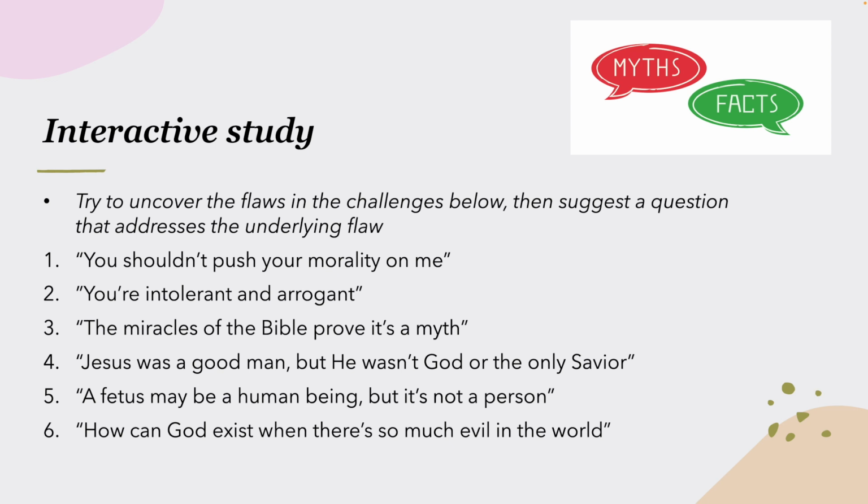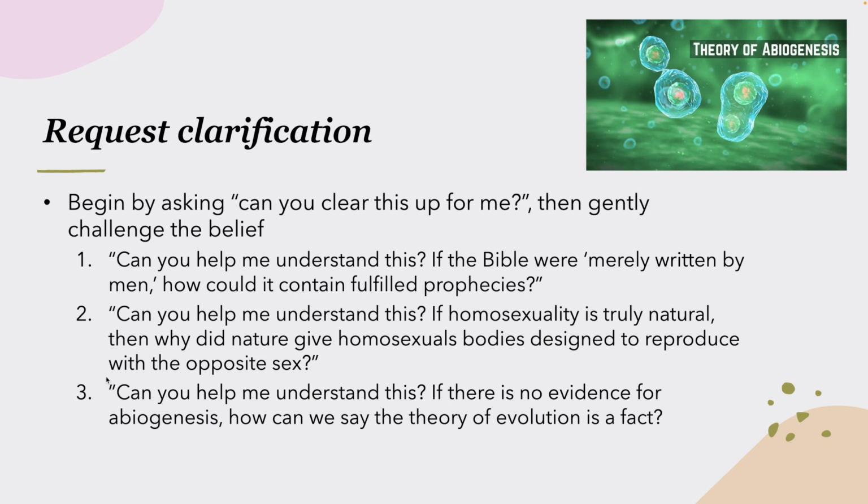Okay, so requesting clarification. We want to begin by asking, can you clear this up for me, right? This is just being a good Columbo tactician. We're all probably too young to have watched Columbo when it was actually on. We might have seen reruns, but this is something he would do, right? He would look around, with messy hair, and just say, can you clear this up for me?